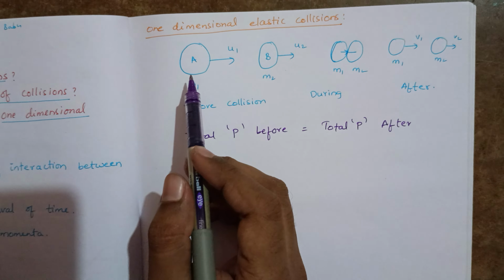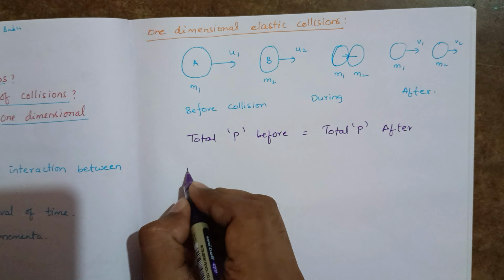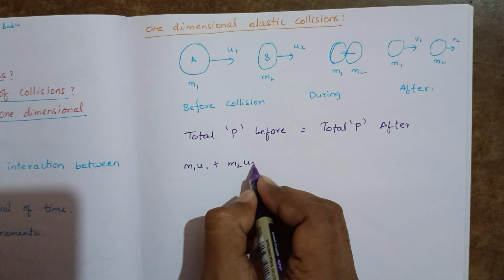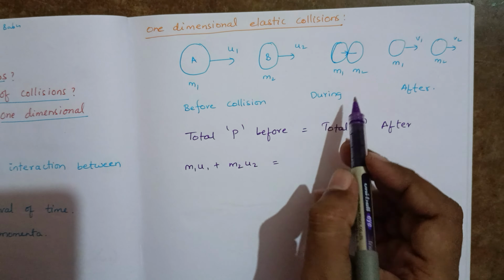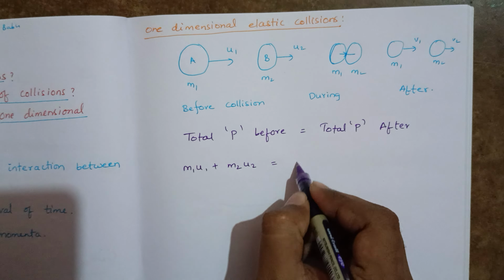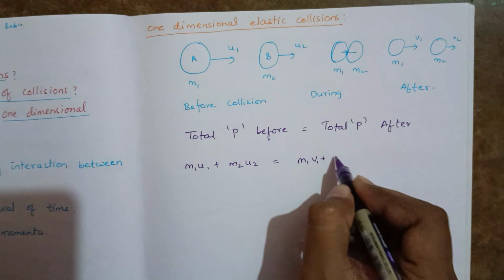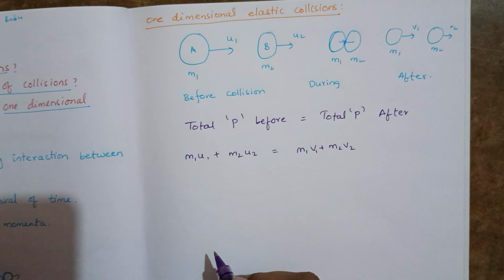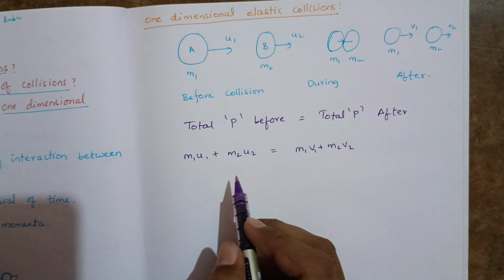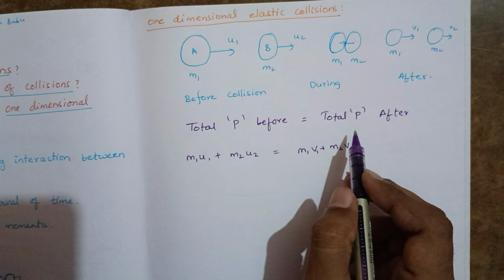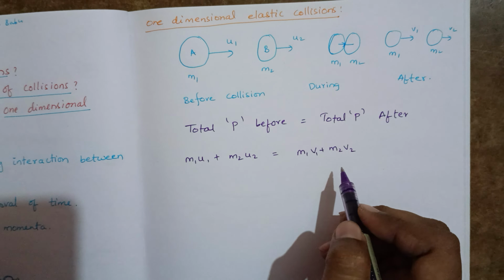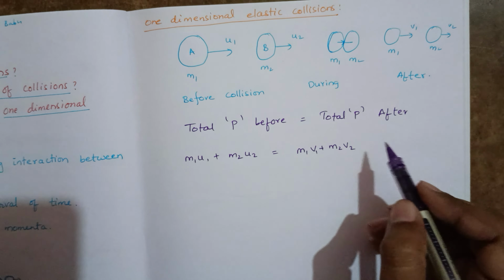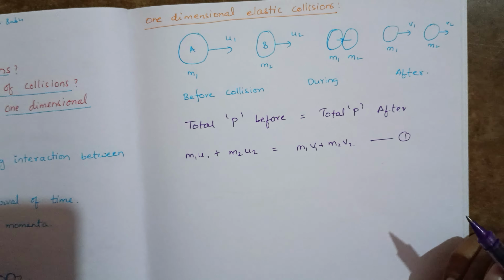Total momentum: m1 u1 plus m2 u2 equals m1 v1 plus m2 v2. Total momentum before collision is m1 u1 plus m2 u2, after collision m1 v1 plus m2 v2. We can take it as equation number 1.